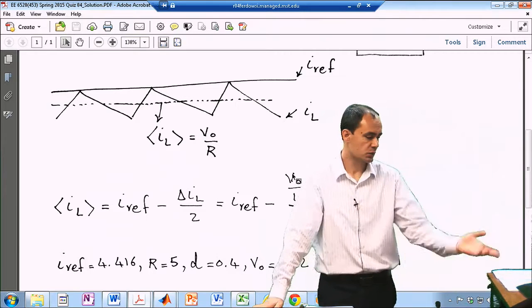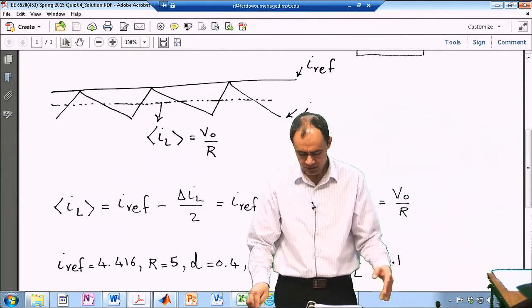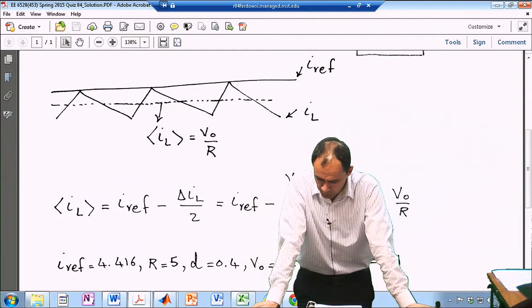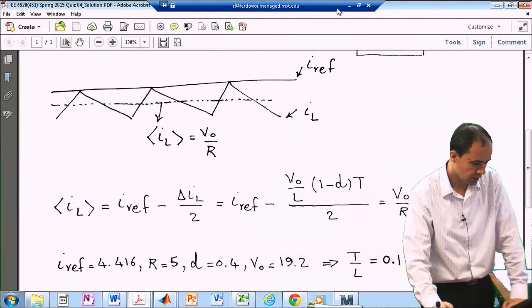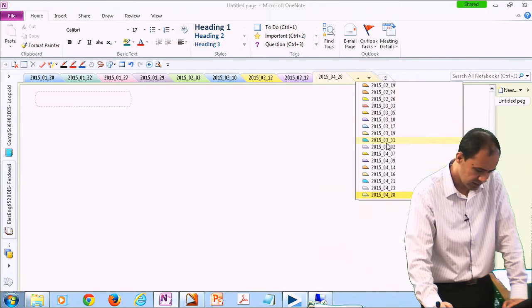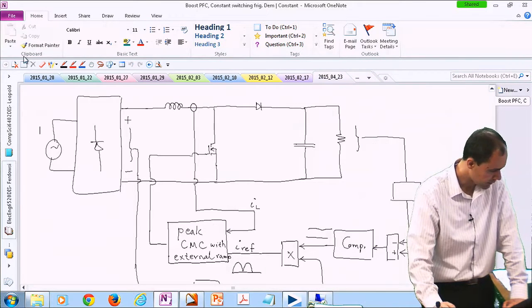Okay, so this was quiz number 4. We had one on-campus and one off-campus student who actually got it totally correct. All right, so we are going to continue our discussion on power factor correctors. So what we did last time was, let me see.